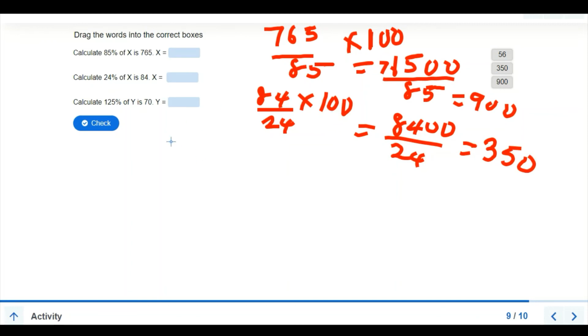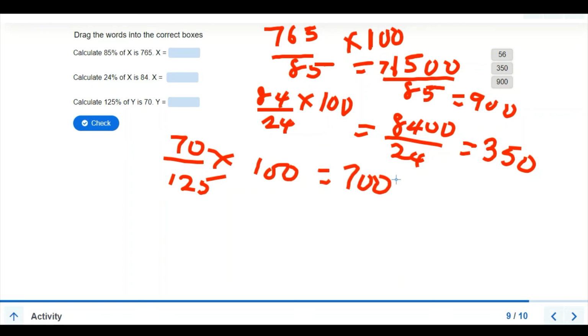So let's look at the last one. It's going to be 70 over 125 times 100. We want to get the answer for y. So 70 times 100 will give us 7,000. That's 7,000 divided by 125. By the time you divide that by 125, our answer is going to be 56.